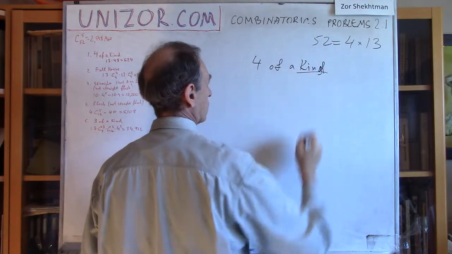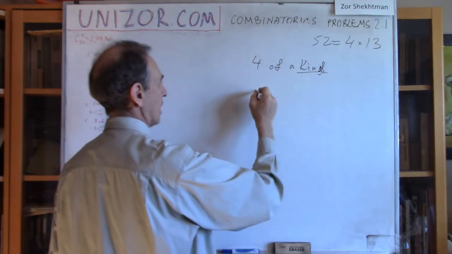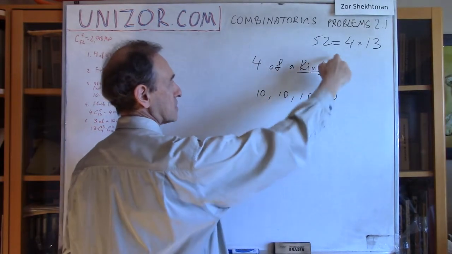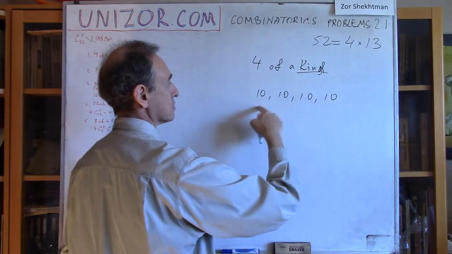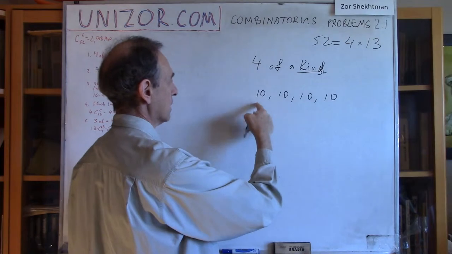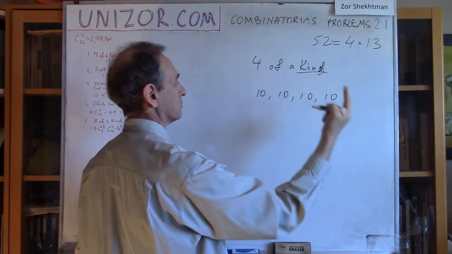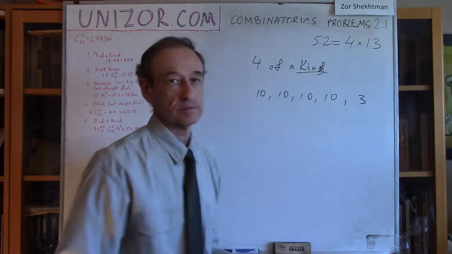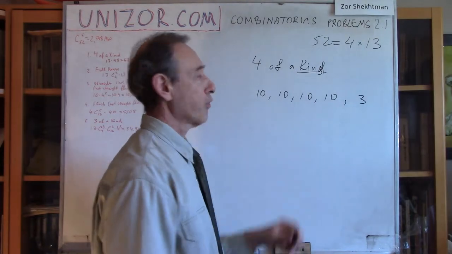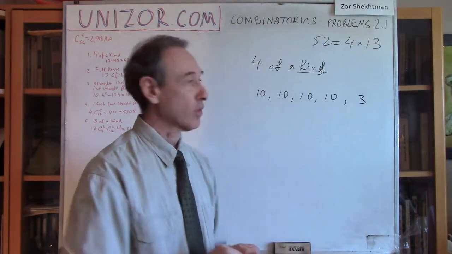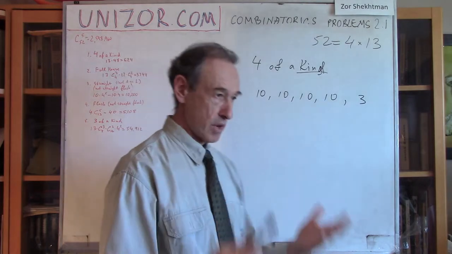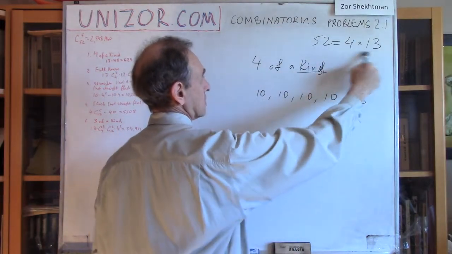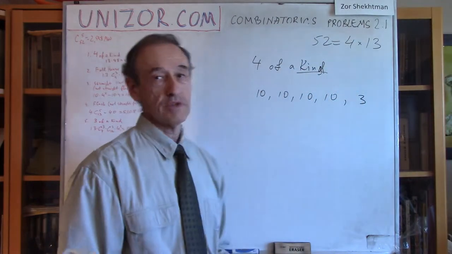Now, what are examples of this combination? For instance, you have 10, 10, 10, and 10 in different suits. Every suit has 13 cards, and we have 4 suits, so I can have 4 different 10s: 10 of clubs, 10 of diamonds, 10 of hearts, and 10 of spades, and something which is completely different. So this is a combination when you have 4 cards out of 5 of the same rank. Now the question is, how many different combinations of this kind are there?